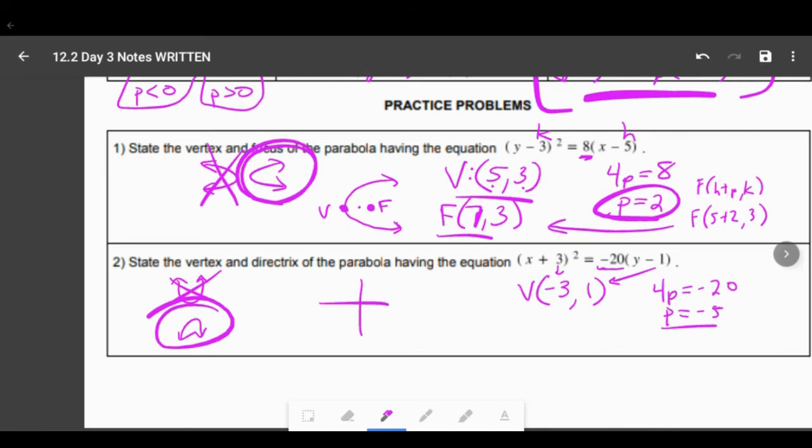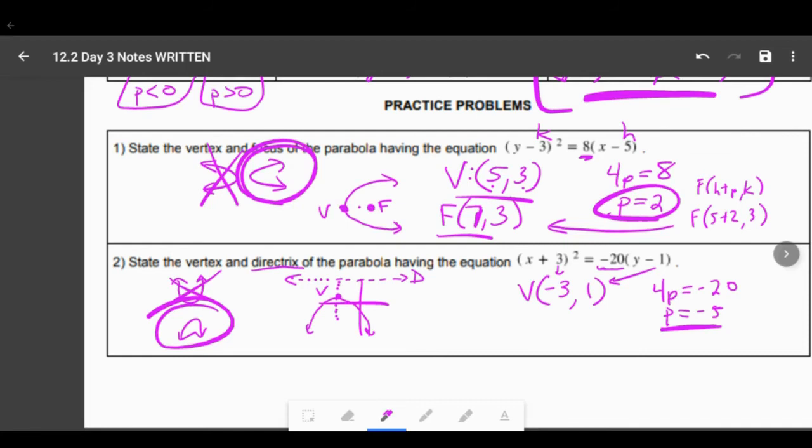Now, if you take a look at your graph here, so if we were to look here and look at a quick graph, we're at -3, 1. We'll see right about there. There's our vertex, okay? We know that it opens downward because we have the negative p value. So if I were to graph one that opens downward, my focus would be down there, but that's not what it's asking me for. It's asking me for the directrix. So I would have to go the opposite direction, and there is my directrix, okay?